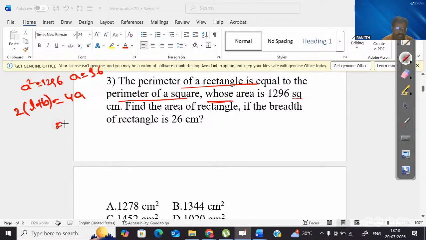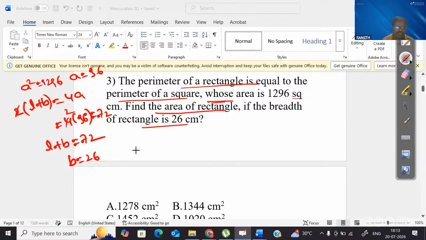If I substitute here 4 into 36, it will be equal to 72, where l plus b equal to 72. Find the area of the rectangle if the breadth of the rectangle is 26. Where b equal to 26 and l equal to 46. Where l equal to 46, b equal to 26. Find the area of the rectangle.